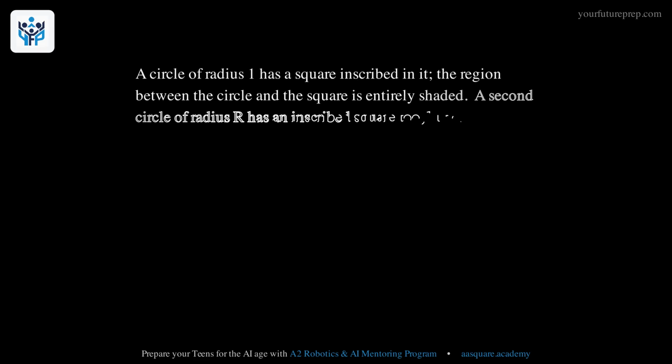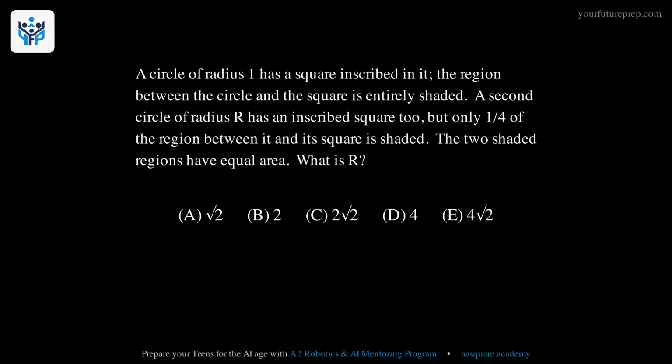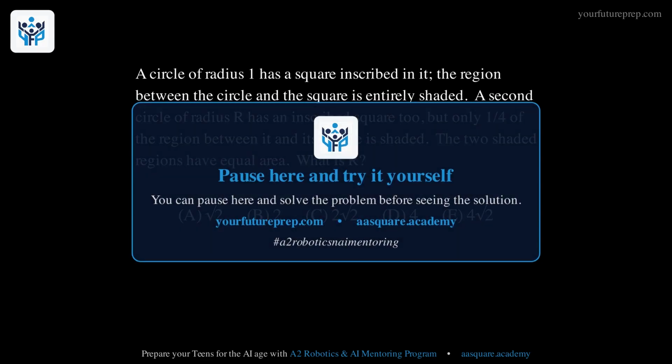A circle of radius 1 has a square inscribed in it, and the whole region between the circle and the square is shaded. A second circle of radius r also has a square inscribed in it, but only 1/4 of the region between that circle and its square is shaded. The two shaded regions have the same area. What is r? You can pause here and solve the problem before seeing the solution.